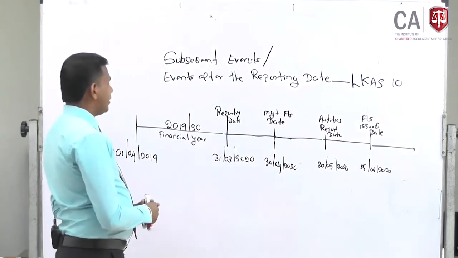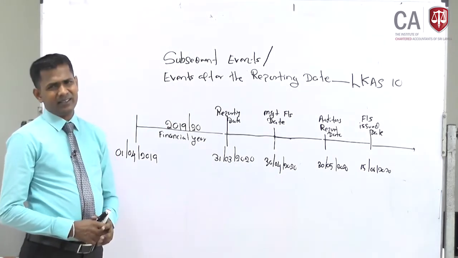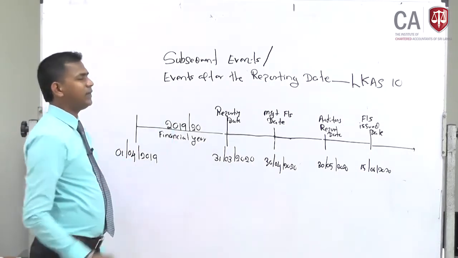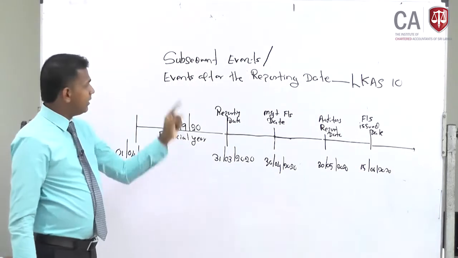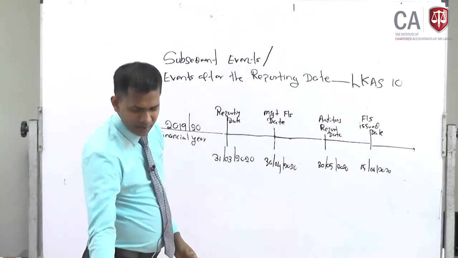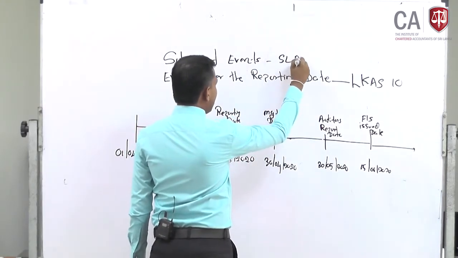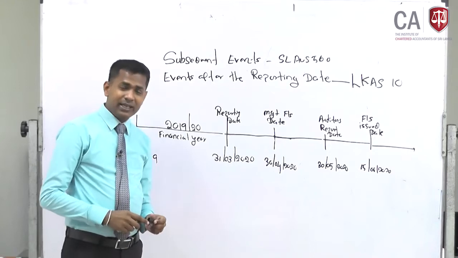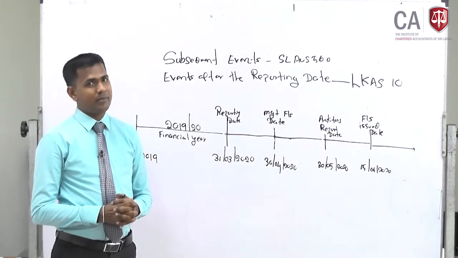Now, what is our discussion here? The subsequent event. Events occurring after the reporting date. Subsequent event is an auditing terminology. Event after the reporting date is accounting terminology. We have a separate auditing standard, SLAuS 560. So we don't say event after the reporting date in auditing, it is accounting. Subsequent event is the auditing terminology that you shall remember, right.